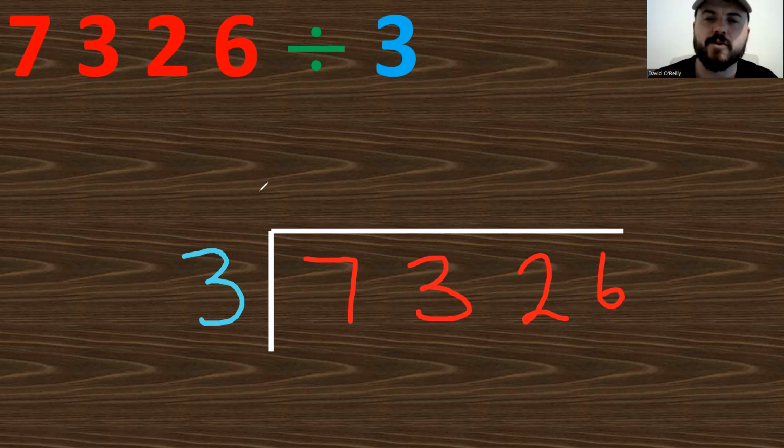Okay, how many times does 3 go into 7? 3, 6, it goes twice. But we landed on 6 and we wanted to get to 7. So we've got a remainder of 1. That goes in front of the next number.